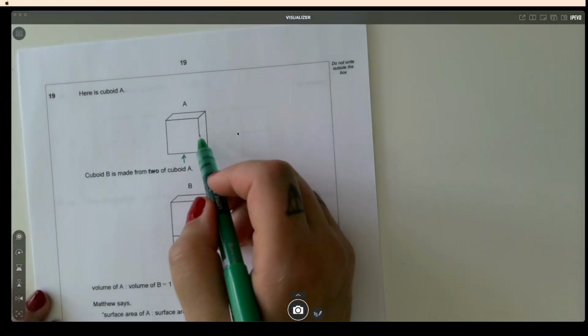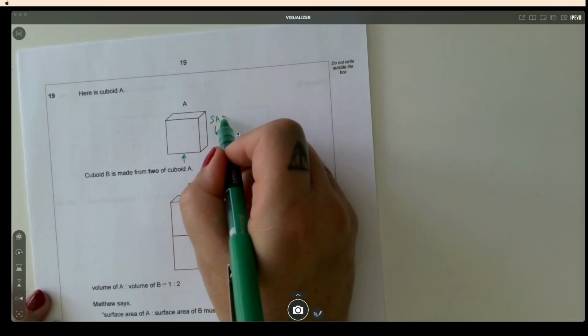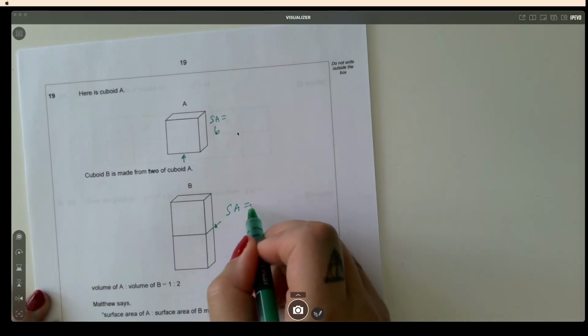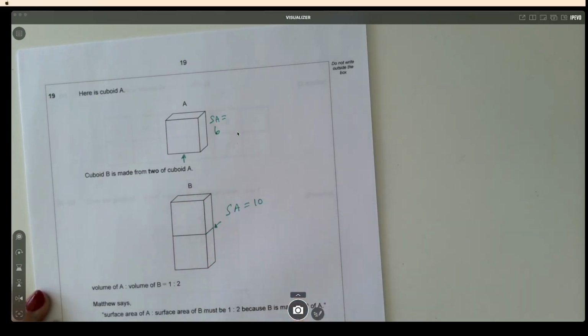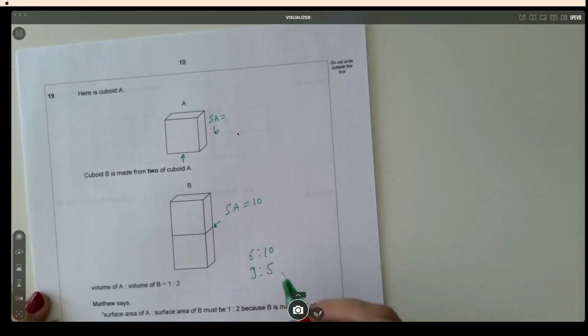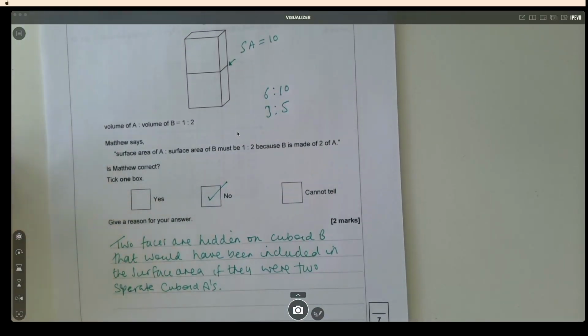You can put some numbers to it if you want to. So if each of these sides had an area of 1, that would be a surface area of 6, and then this would be a surface area of 10. So it would be a ratio of 6 to 10, which would simplify to 3 to 5. But really, you just need to explain your reasoning for it. And the reasoning is that there are faces hidden that aren't going to get counted in the surface area, so it can't be a direct 1 to 2 ratio.